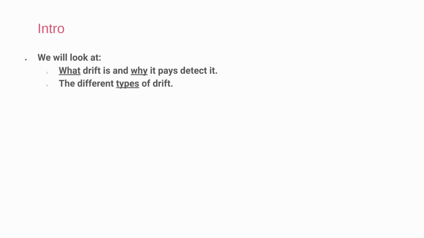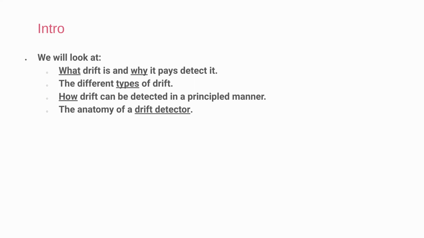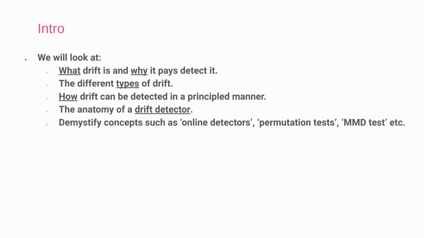In particular, we'll look at what drift is and why it pays to detect it, the different ways in which drift can manifest itself, how drift can be detected in a principled manner, so how we can be sure that any variations or fluctuations are due to systemic change rather than just natural fluctuations, the anatomy of a drift detector, so what specifically as data scientists we are referring to by a drift detector, and hopefully along the way, we can demystify some concepts such as online detectors, permutation tests, MMD tests, etc., which, at least in the context of drift detection, are pretty simple and intuitive.